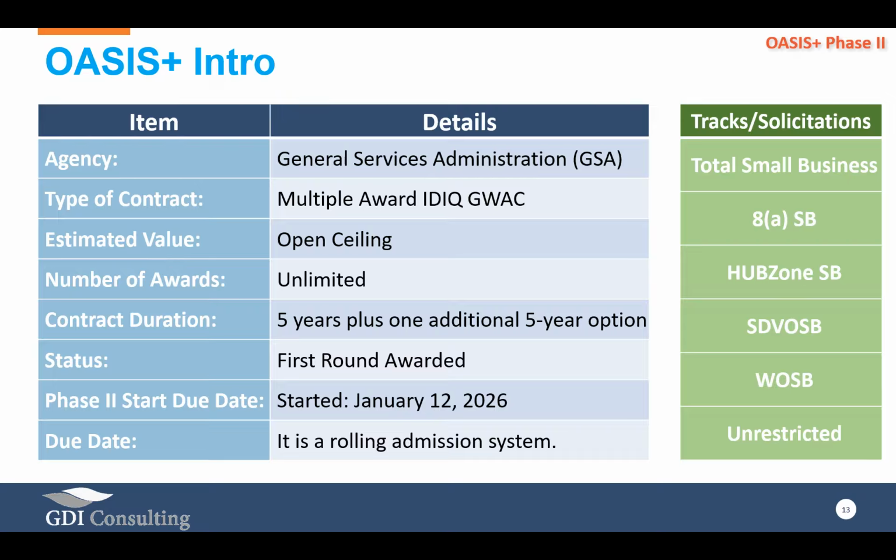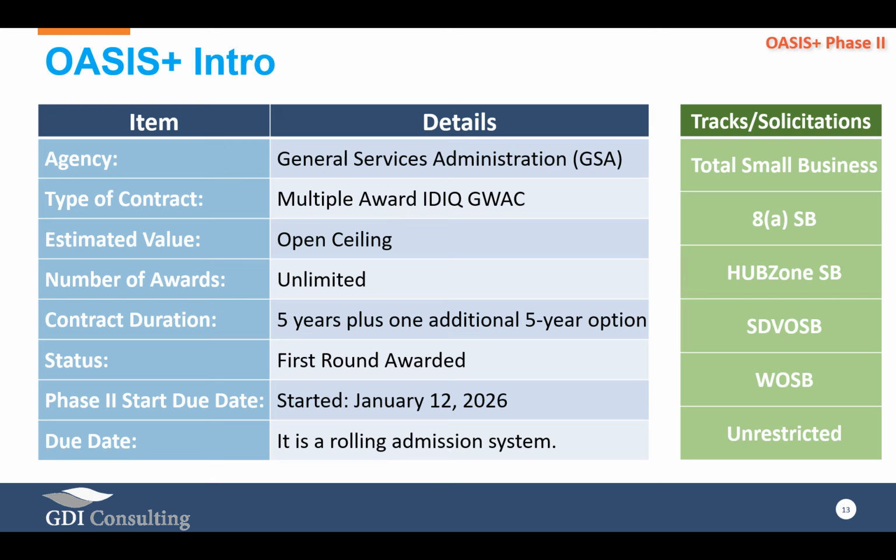You can think of it as 6 different contracts. The contracts are segregated by the type of company. So there is a total small business contract or track, 8A small business, HUBZone small business, SDVOSB, WOSB, and unrestricted. So these are the 6 tracks that we have.